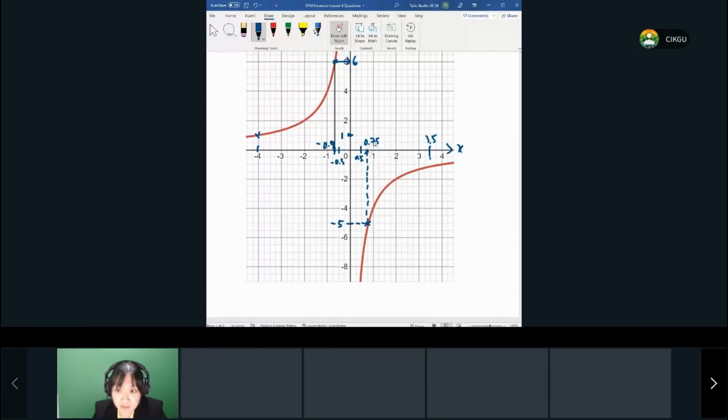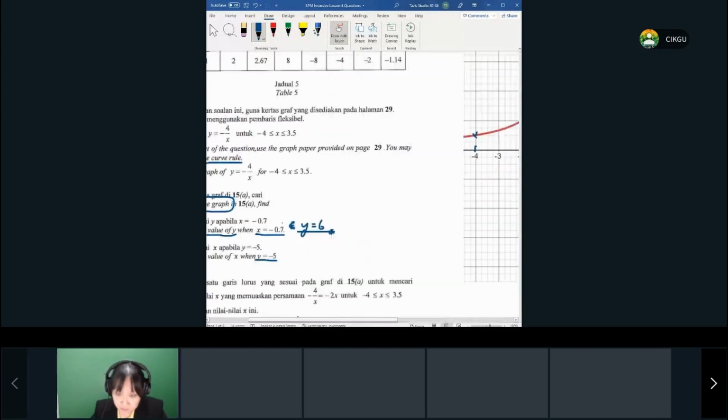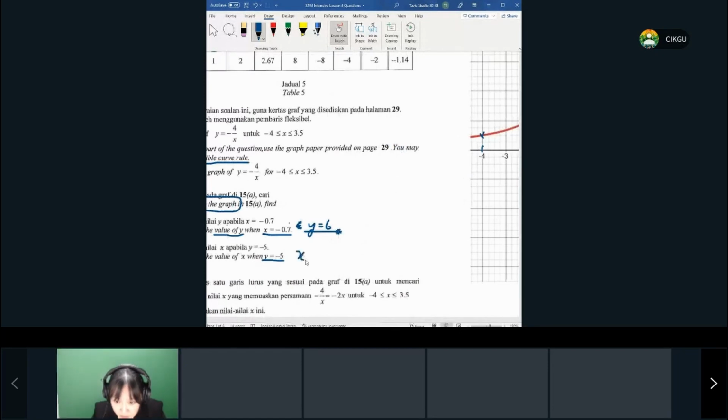That is how you find the middle value. Middle value is like average. So you add together, divide by 2, then you will find the middle value. Okay, so the answer for this case is 0.75. So x is 0.75.